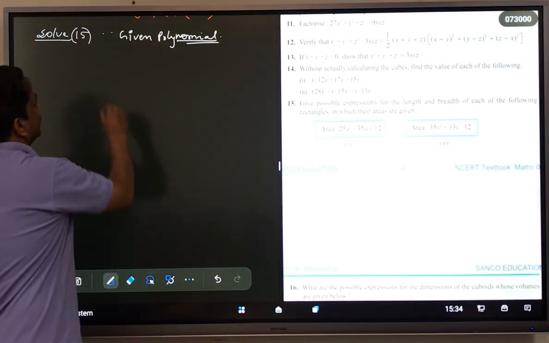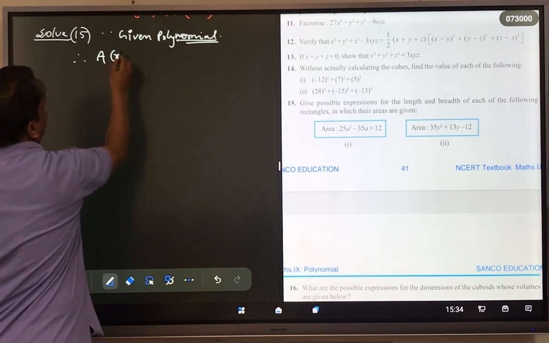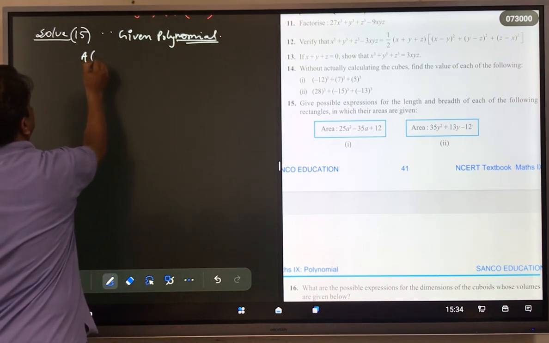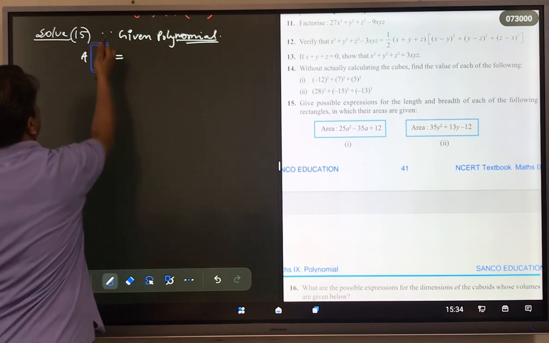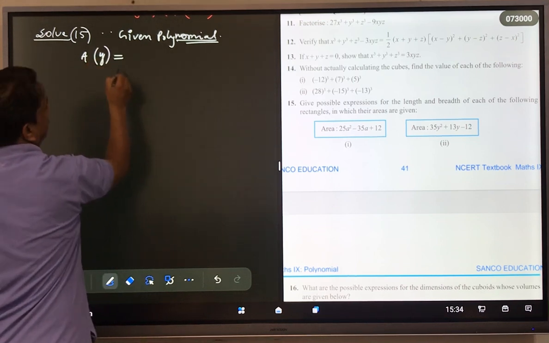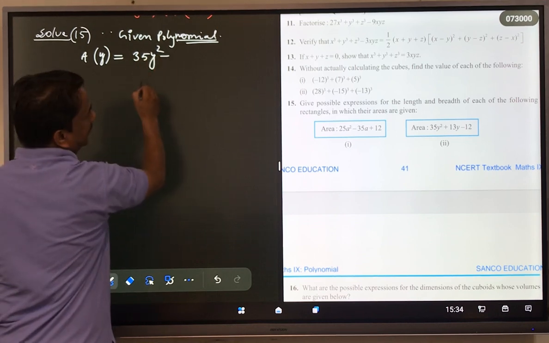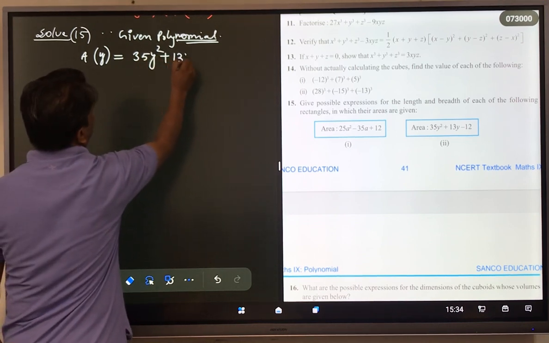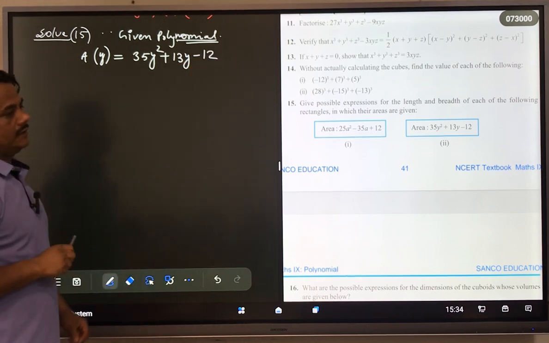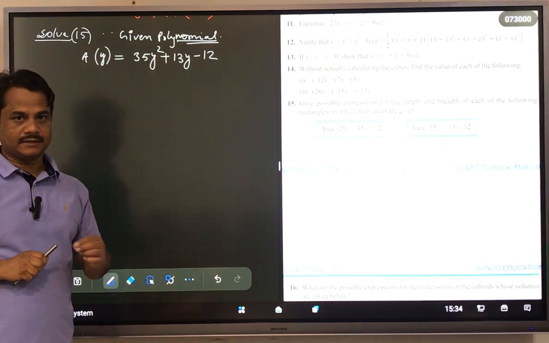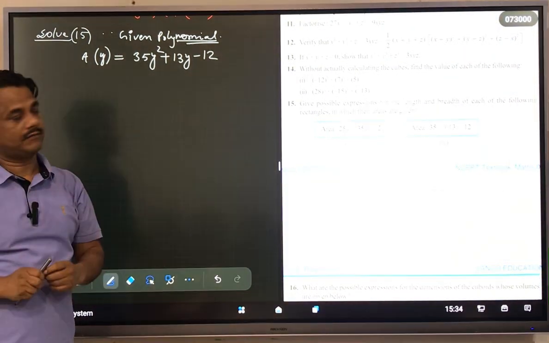So therefore, this area polynomial here is A of y, that is this polynomial in terms of y: 35y square plus 3y minus 12. The function that you will make is the same, but the expectations of the questions are different. What do you think, right?